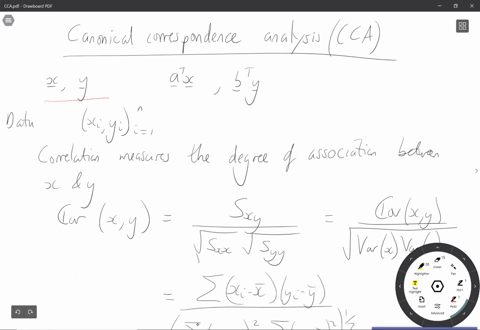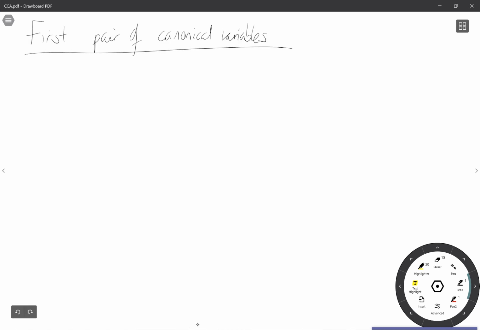Suppose x and y are vectors. We're going to try and find a linear combination of the x's and a linear combination of the y's, and we're going to try and maximize the correlation between a transposed x and b transposed y. We're going to call this the canonical correlation between these two data sets, the x data and the y data. Just as we did in PCA, we're going to take our time over defining the first pair of canonical variables, and then we'll do it more formally in general once we've seen the idea in the first situation.